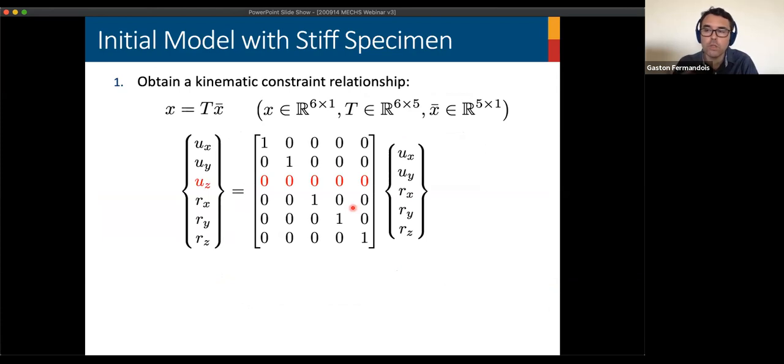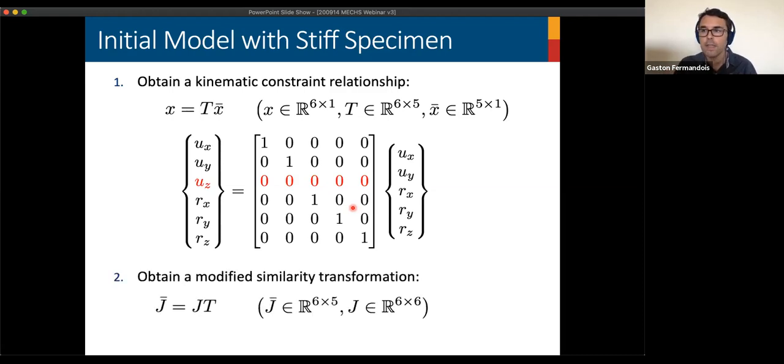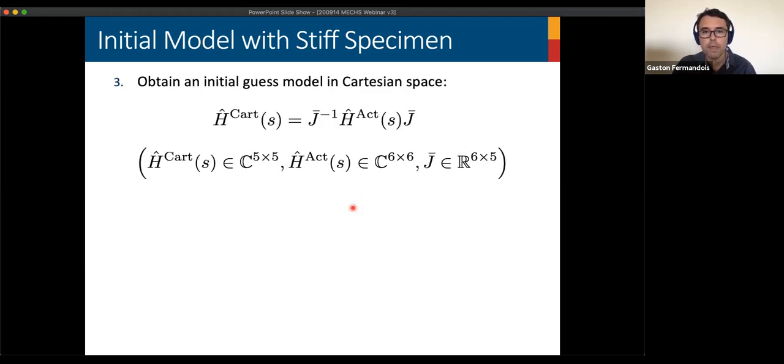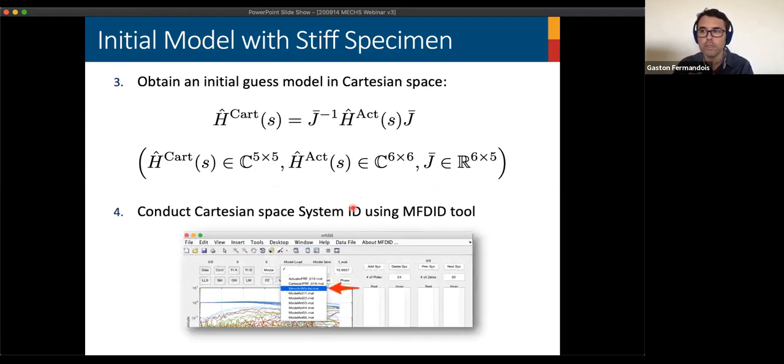So in our case, to try to avoid that problem, we use this kinematic constraint relationship where we assume that the displacement due to the kinematic constraint of the specimen creates a situation where the displacement in the vertical direction is 0. So with that, we have a condensed set of Cartesian coordinates. And through this similarity transformation using the matrix J bar, we create a new initial model for the optimization, and we get back to the optimization toolbox in order to get our best result.